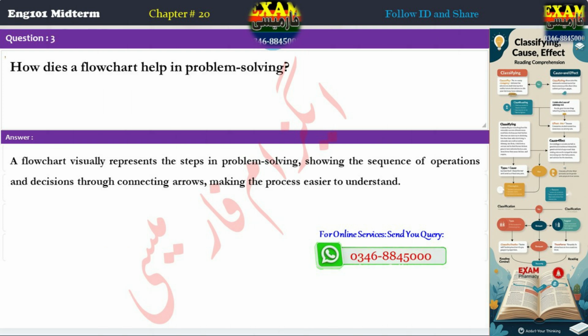Question 3. How does a flowchart help in problem solving? Answer. A flowchart visually represents the steps in problem solving, showing the sequence of operations and decisions through connecting arrows, making the process easier to understand.